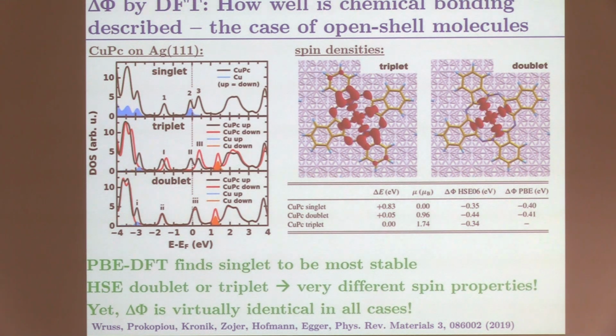This also tells me that I cannot only look at the work function as a proxy of telling me how accurate my theory is. There are properties which are more intricate and effects that are more complicated, where I need to look more closely at, for example, spin configurations of these systems.